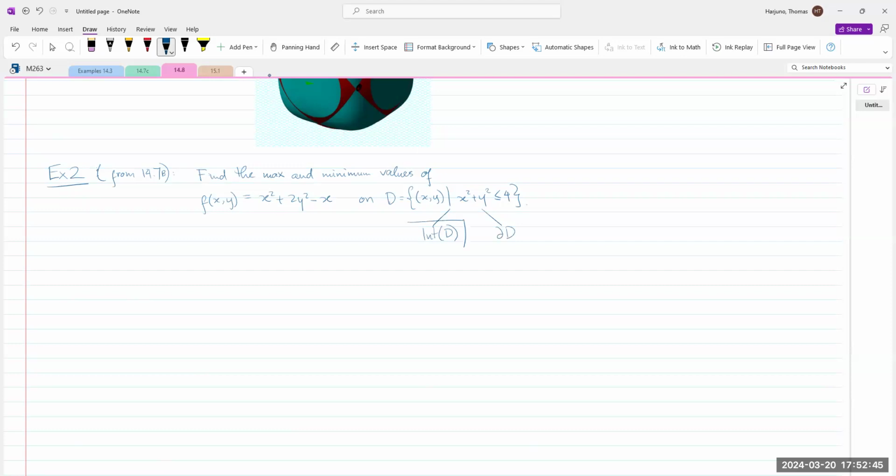When we deal with the interior of D, we basically take the first derivative, the partial derivatives with respect to x and y, and set them equal to zero. Basically the gradient of f, that's 2x minus 1, 4y, we set equal to the zero vector. From there we get x equals 1/2 and y equals 0. The value at (1/2, 0) equals 1/4 plus 0 minus 1/2, that's negative 1/4.